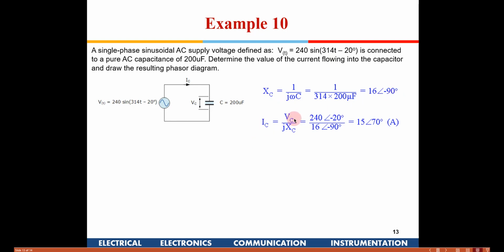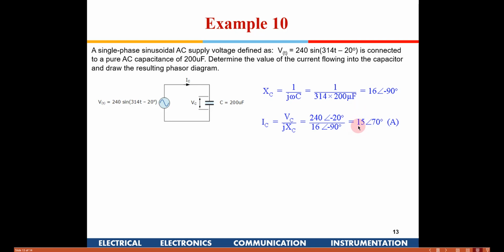So the current in the capacitor will be the applied voltage divided by the impedance. The applied voltage is 240 here, so the magnitudes get divided, and the angles get added up. This minus 90 goes to the numerator as plus 90, and minus 20 you already have there, so it becomes 70. Now here again remember, since we have taken 240 out here, this is the peak value of the current.